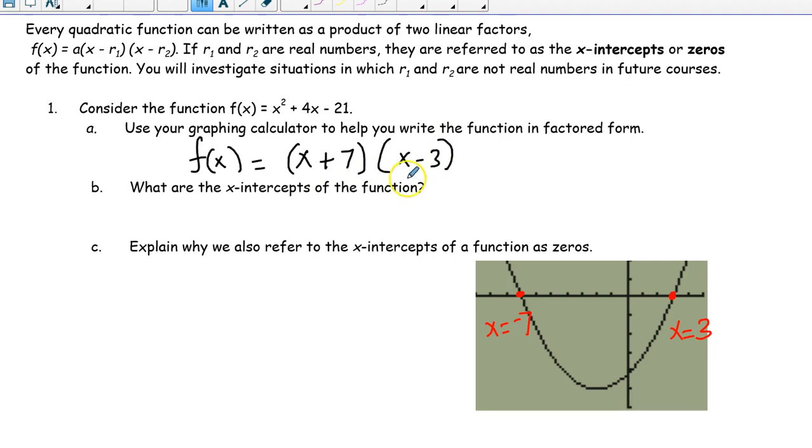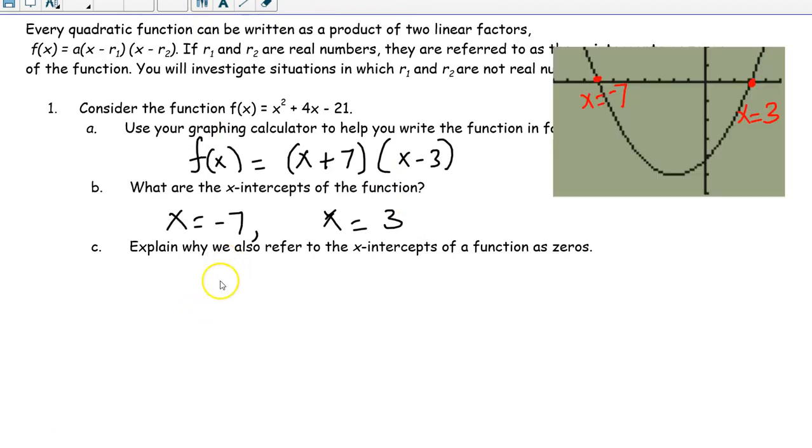So this is the factored form: f of x is equal to x plus 7 times x minus 3. Now what are the x-intercepts of this function? You have already seen here: x is equal to -7 and x is equal to 3. Now, explain why we also refer to the x-intercepts of functions as zeros.